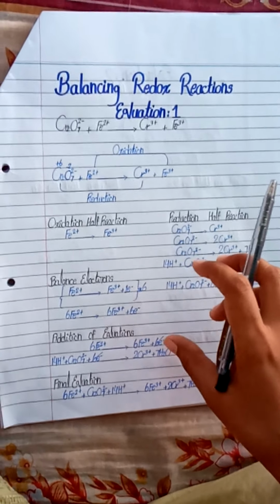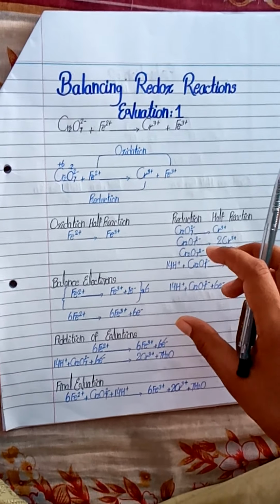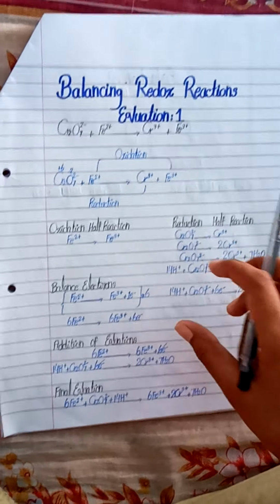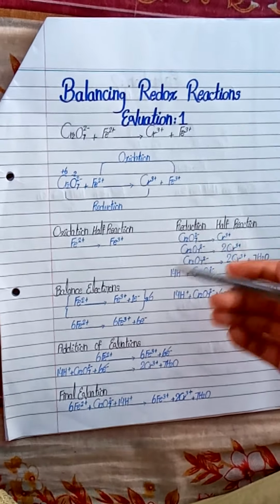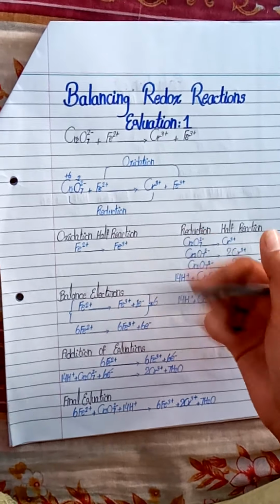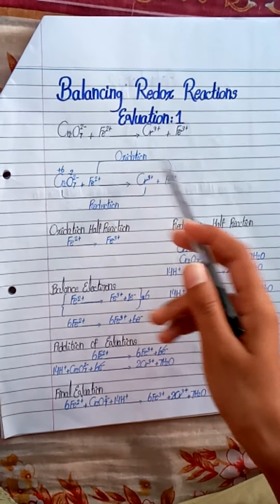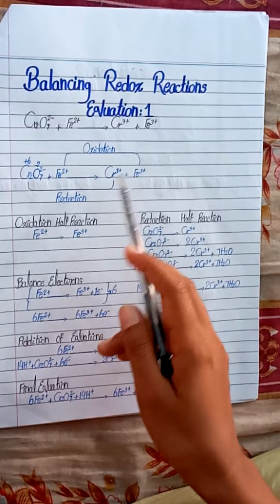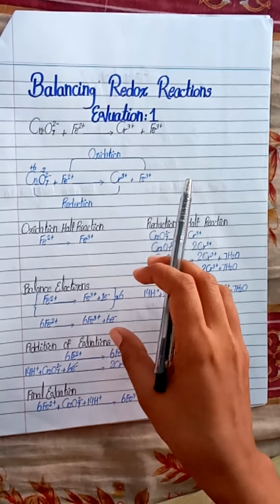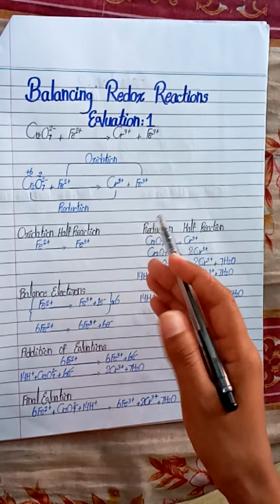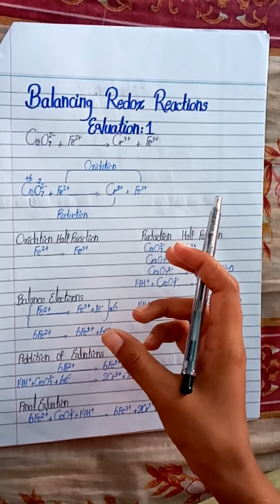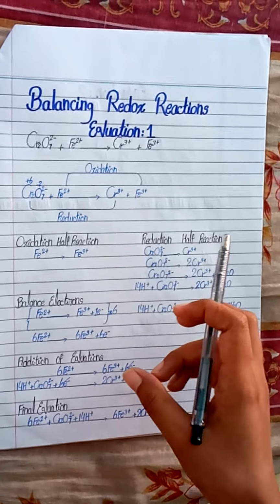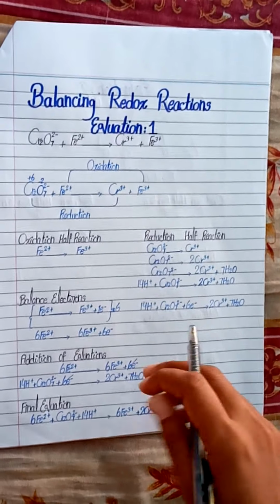The second step is to determine the element that is oxidized and reduced. We can say where oxidation occurs and where reduction occurs. You can say that in this equation ferrous is oxidized and chromium is reduced. The third step is to divide the equation into two halves, that is the oxidation half reaction and the reduction half reaction.